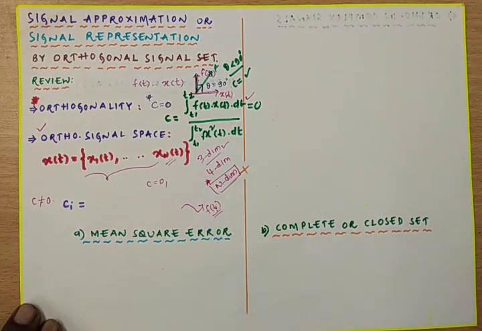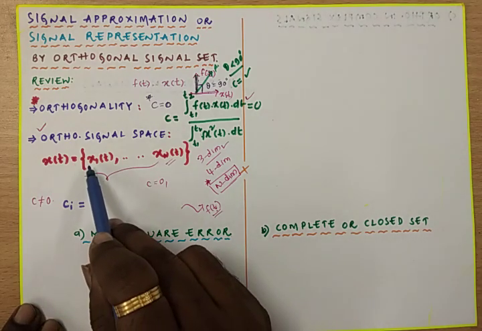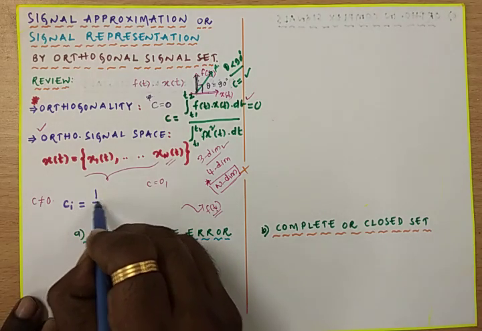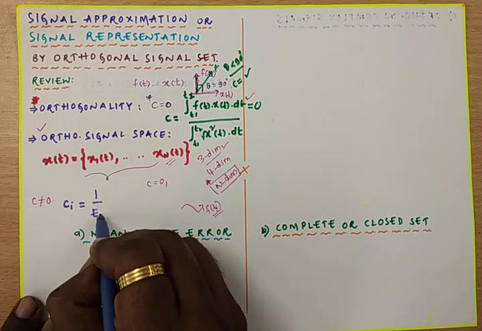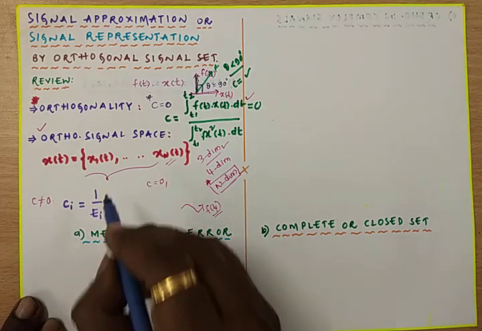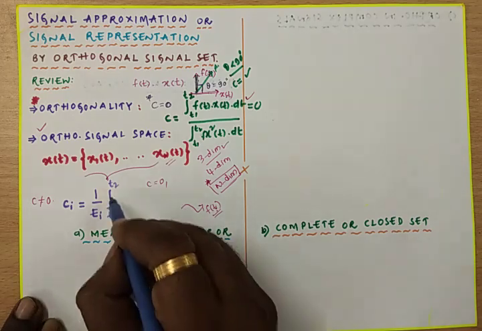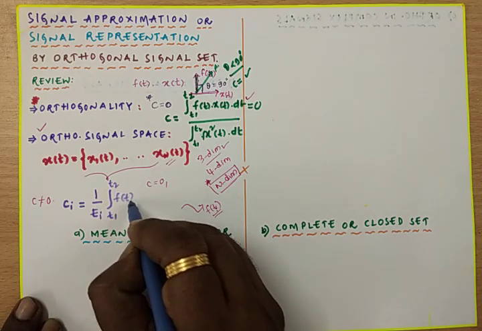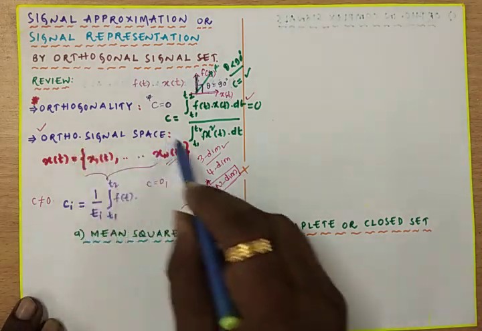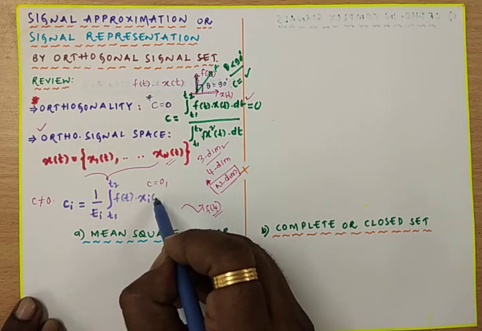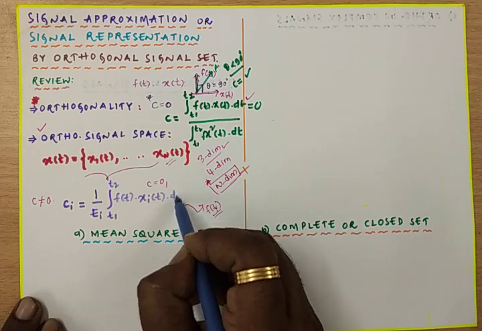Likewise, we can have the various components by choosing the various signals from the signal set of x of t, so that ci is equal to 1 by Ei, where Ei is the energy of that signal, integral t1 to t2, f of t remains the same, that is f of t into xi of t dt. Now we are choosing any signal from this set.